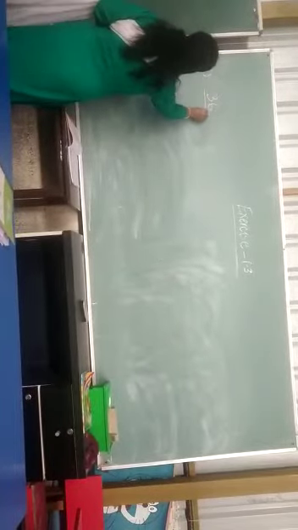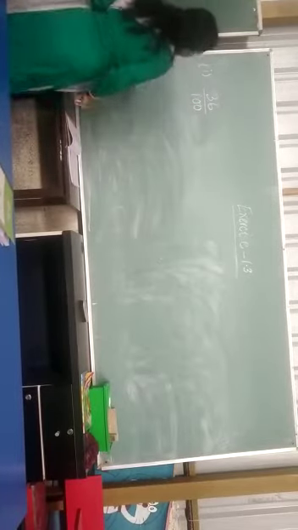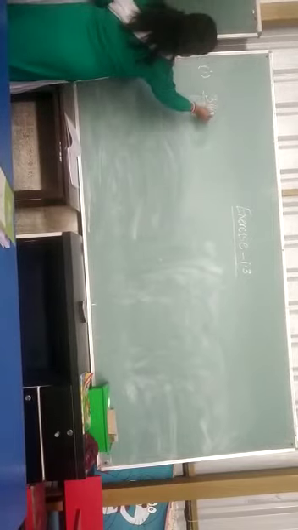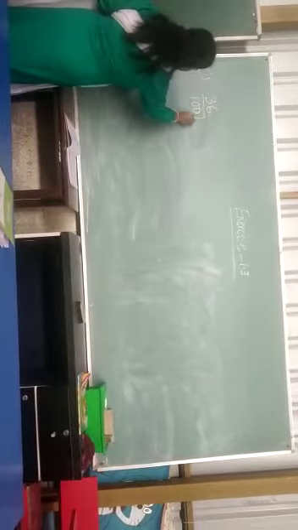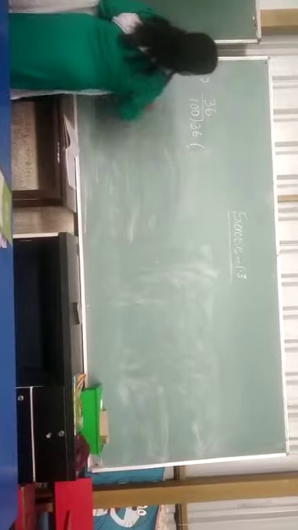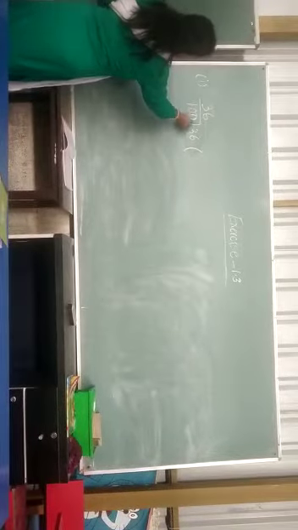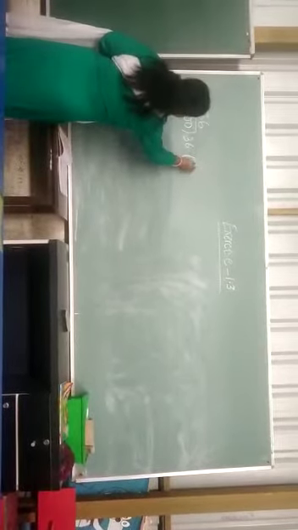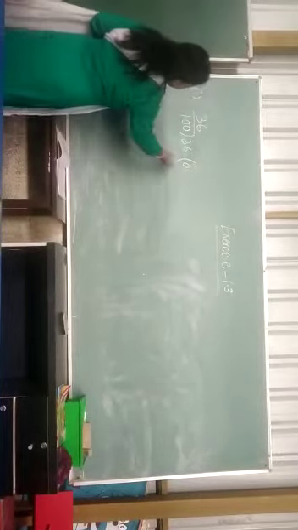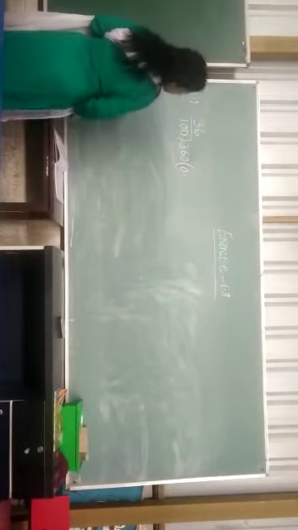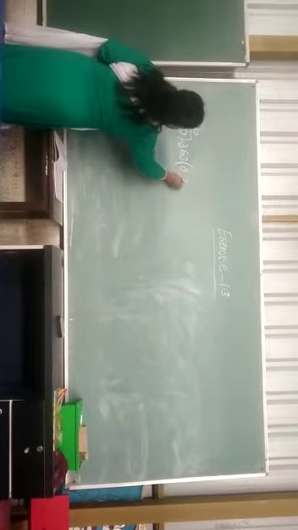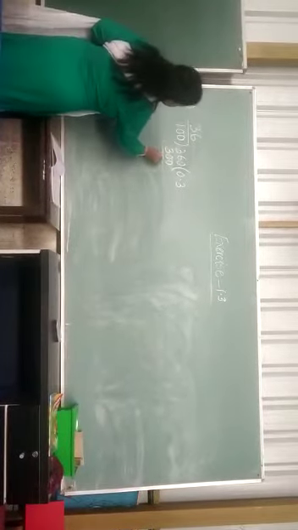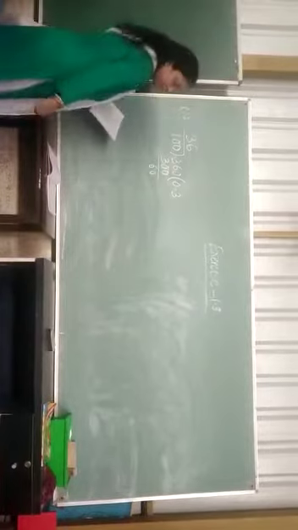Number 1 is 36 by 100, right? So now we have to divide. 100 is bigger and 36 is small, so we cannot divide. So we have to take a point here and we take a 0 here. So now 100, 3s are 300, right? What is remaining? Remaining is 60, right?